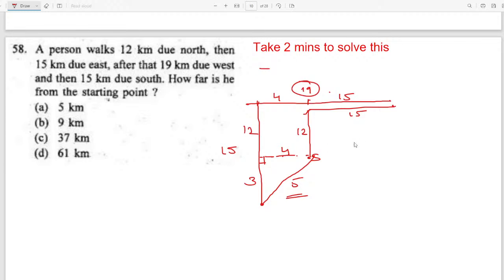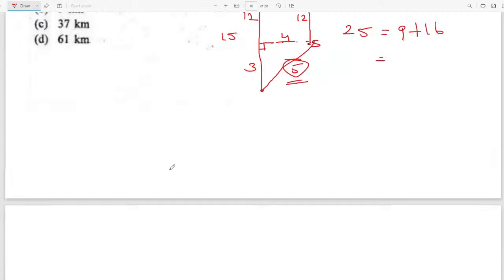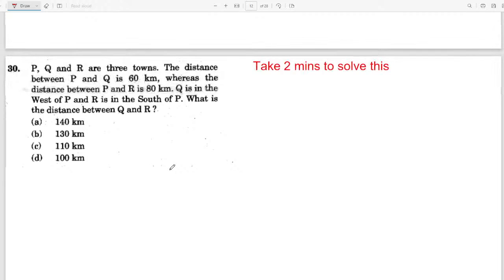So 5 square is 25, which is equal to 9 plus 16. So this is 5. The shortest distance between these 2 points is option A, 5 kilometers. I hope this is clear. If it's clear, we'll move to the next question. All of you have got option A. We'll move to the next question then.